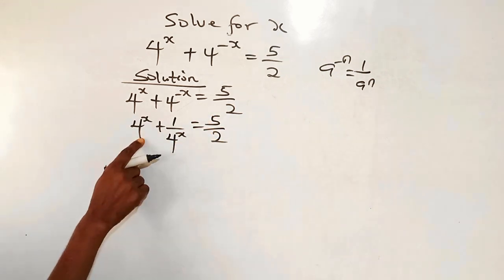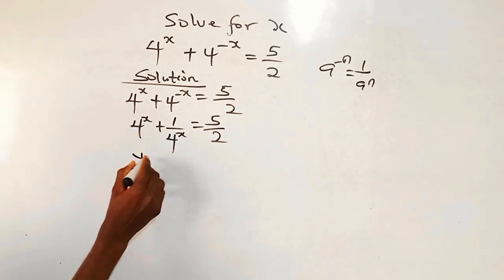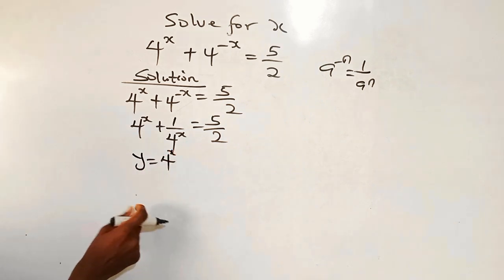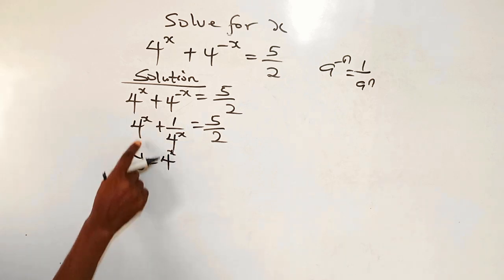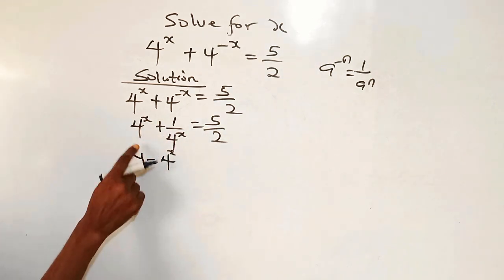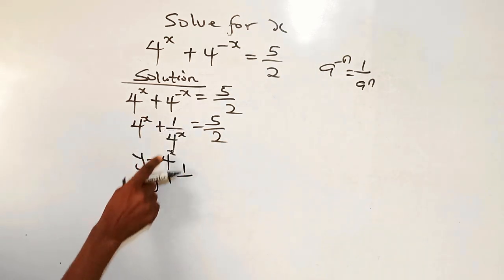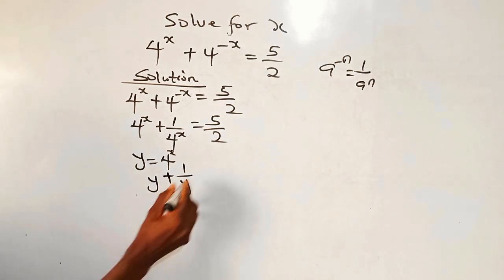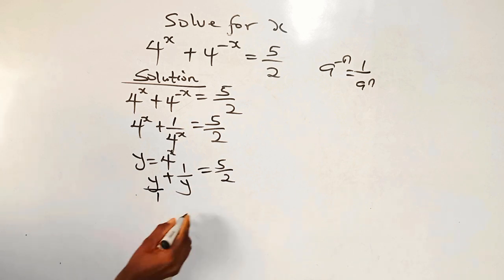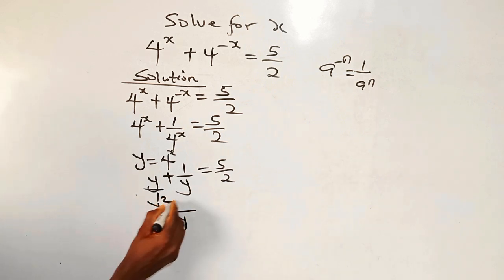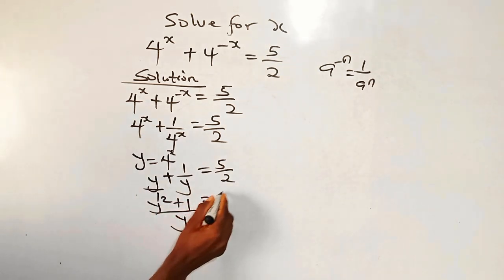For here, I can represent 4 to the power of x with any letter of the alphabet. Let's say y equals 4 to the power of x. Which means wherever I have 4 to the power of x, I substitute y back into it. So 4 to the power of x is y, plus 1 over y equals 5 over 2. I can resolve this side by looking for the LCM, which is y, so this is y squared plus 1 over y.